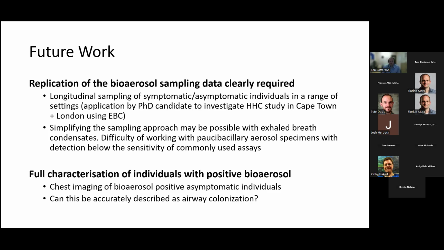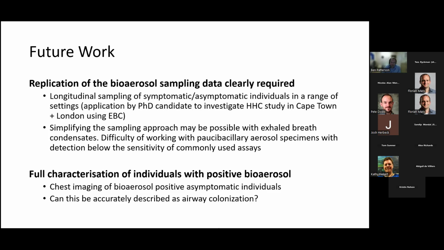And so a big advantage would be to simplify this so that we don't need a bespoke lab, but a setup where you could sample people in a normal clinical environment. We've been working on an exhaled breath condensate type system, which in the past has never been particularly successful at detecting TB, but with some modifications may end up being not as good, but perhaps another way of getting equivalent data. But it's not an easy specimen to work with, so it might well need a lot of work.